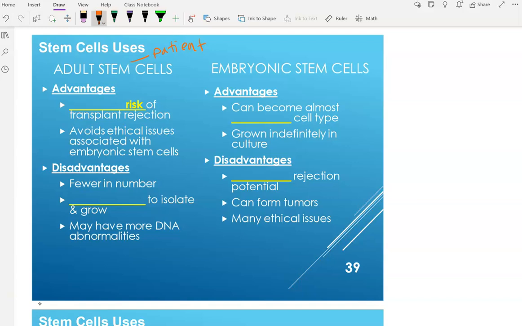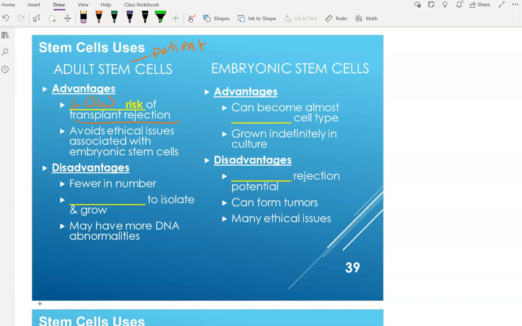The nice thing about this is there's a very low risk of transplant rejection because the cells are coming from the patient themselves. So the DNA is the same. It's kind of like when you get an organ transplant from another person, the body could reject it because it doesn't recognize it as its own. But if you're getting the stem cells from the patient themselves, then the body most likely won't reject it. This also avoids some of the ethical issues associated with embryonic stem cells. I'll get to that in a second.